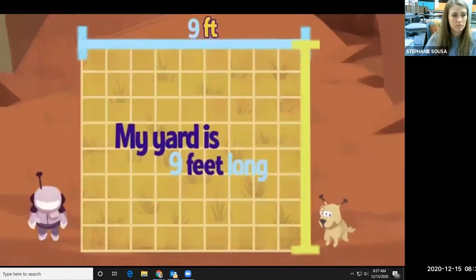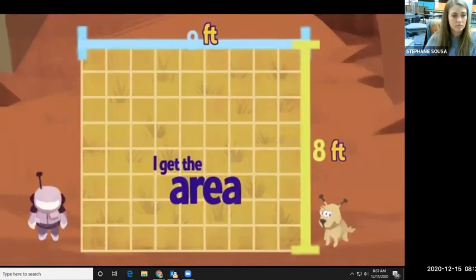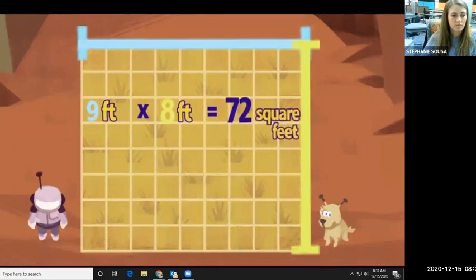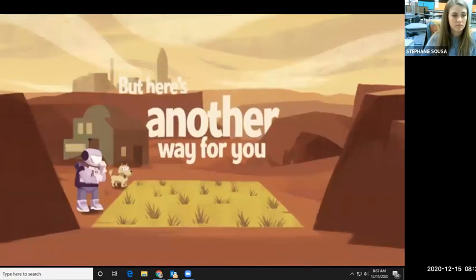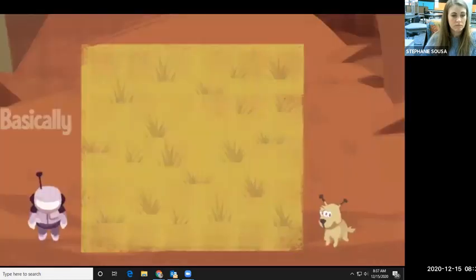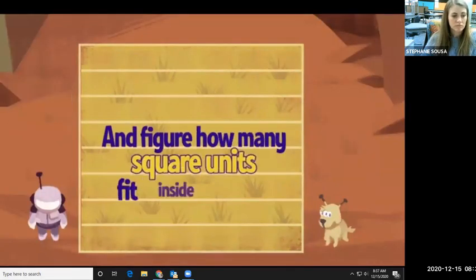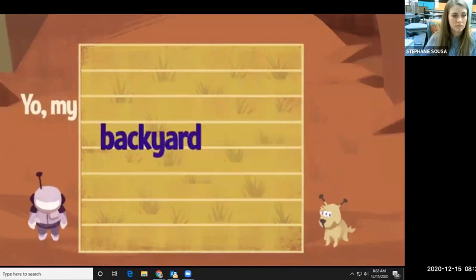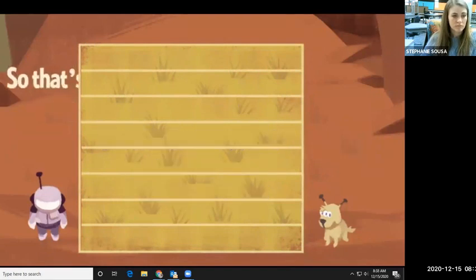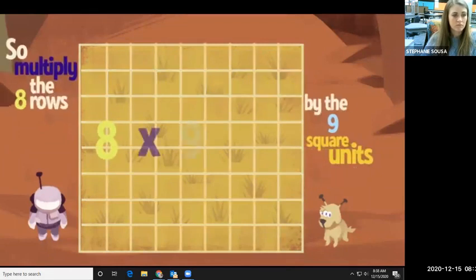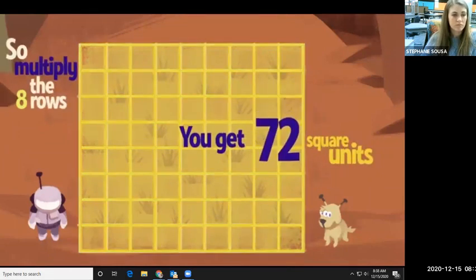My yard is 9 feet long by 8 feet wide. I get the area when I multiply each side. And 9 times 8 is 72. But here's another way for you to think it through. Basically, you take the rows and figure how many square units fit inside of those. Yo, my backyard is wide, 8 feet. So that's 8 rows with 9 square units in each. So multiply the 8 rows by the 9 square units, you get 72.